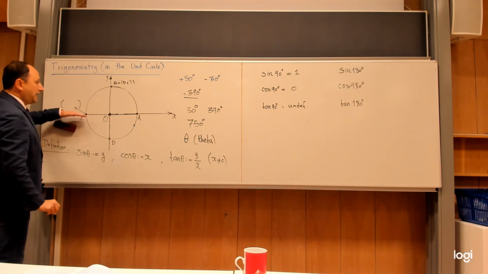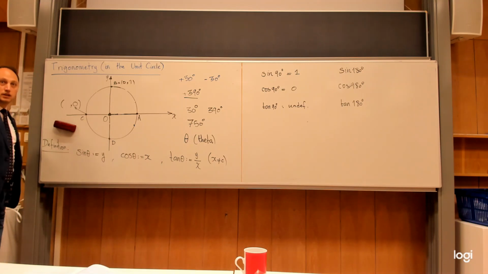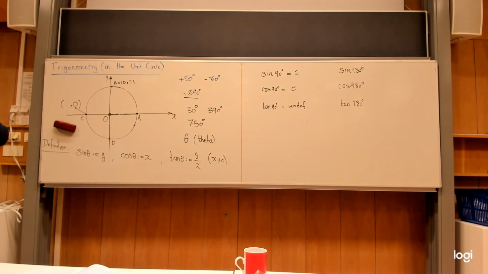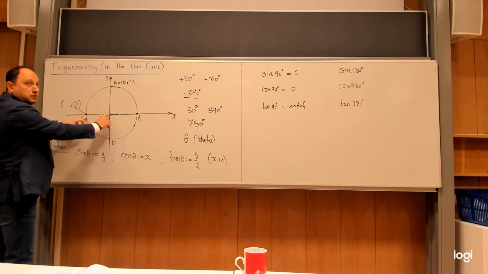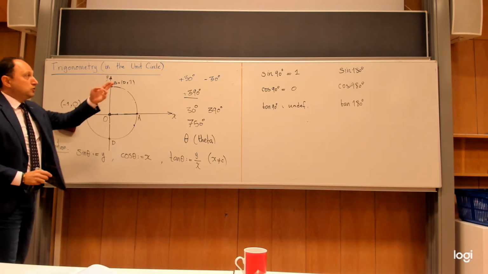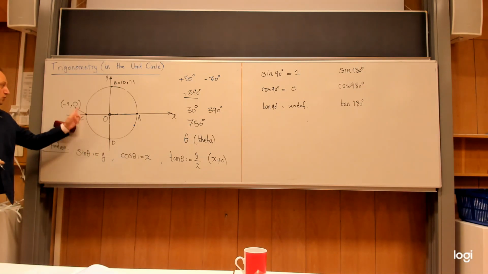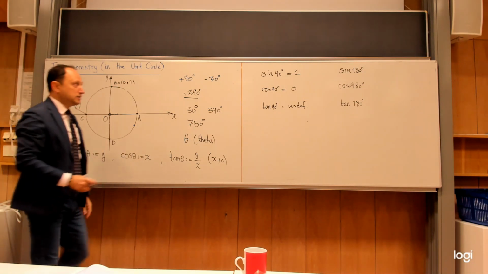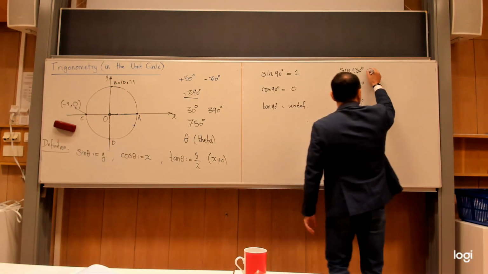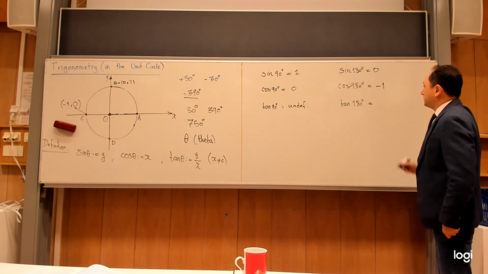It is on the x-axis, so the y-coordinate is clearly 0. What is the x-coordinate? Minus 1, because it is on the negative part. It is still 1 unit, but it is on the negative part, so it is minus 1. So now answer me, what is sine of 180 degrees according to the definition? It's the y-coordinate, so it is 0. Yes? And what is cosine? Minus 1. And what is tangent in this case?